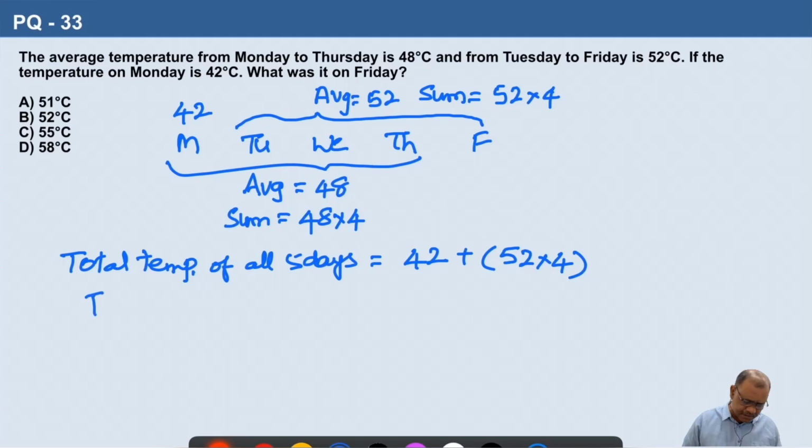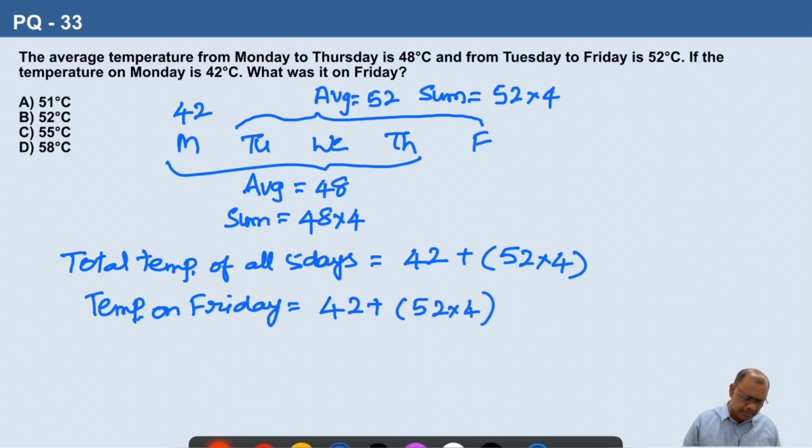So temperature on Friday is 42 plus 52 into 4, minus. So what is the temperature from Monday to Thursday? 48 into 4. So let us simplify this.